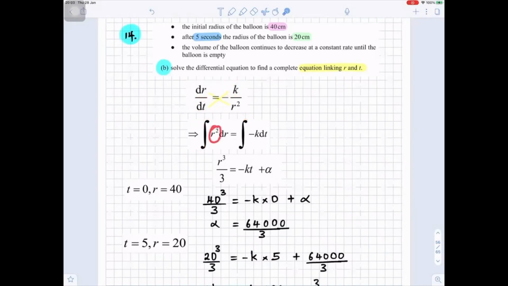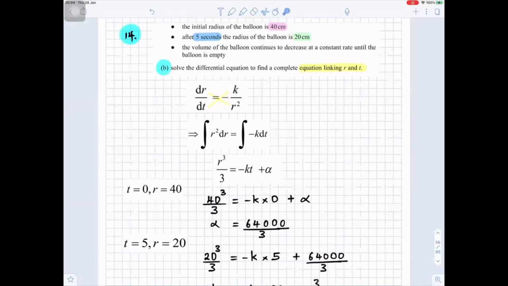When you integrate r squared, you add 1 to the power and divide by the new power, so it becomes r cubed over 3. When you integrate minus k with respect to t, you just add a t, minus kt, plus the constant of integration. We can call it alpha. Now the condition says at time t equals 0, r is 40. So the initial radius is 40 at the start.